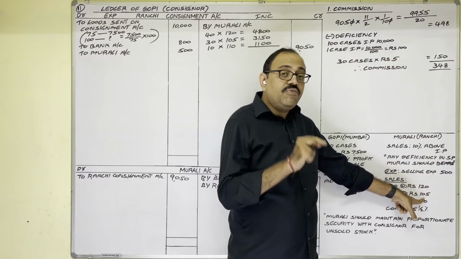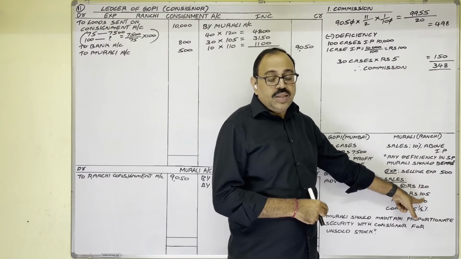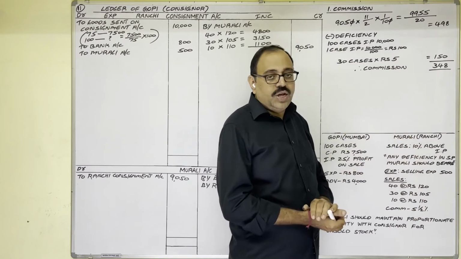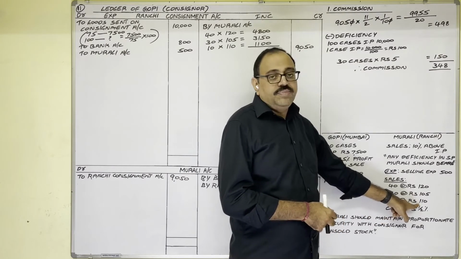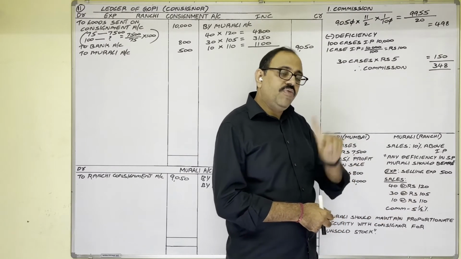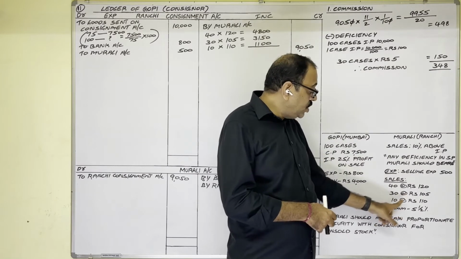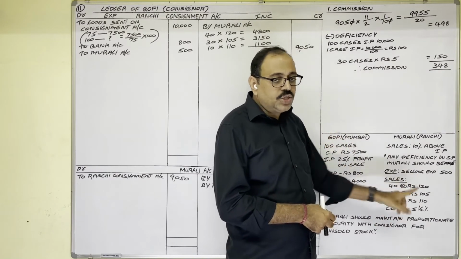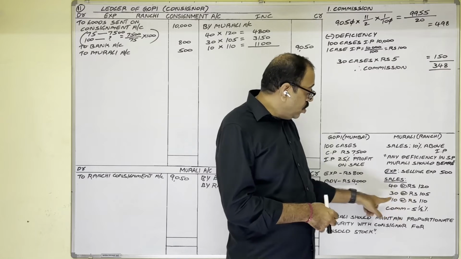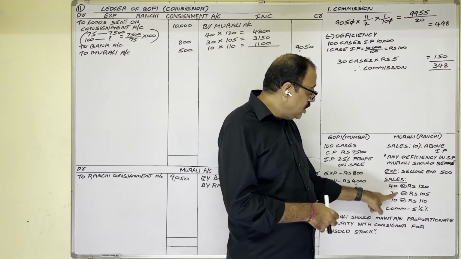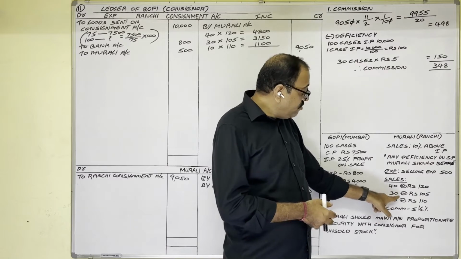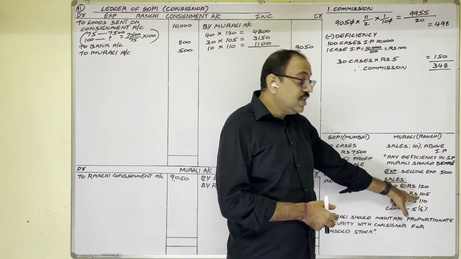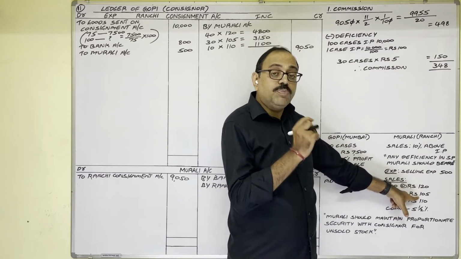If there is any deficiency in sale, that should be paid by consignee only. 10 cases are sold at 110, so the sale price should be 110 and the consignee sold for 110 rupees only. There is no deficiency here. So on those 10 cases there is no deficiency, but in case of these 30 cases, there is a deficiency of 5 rupees per case.